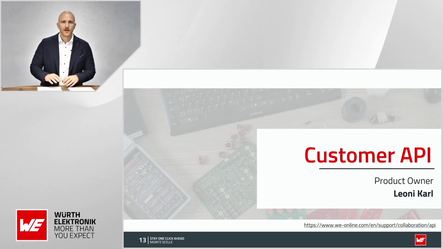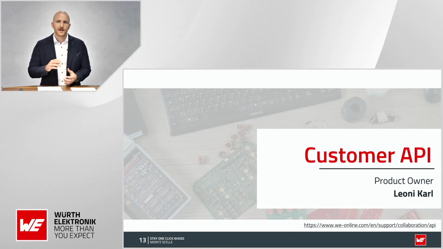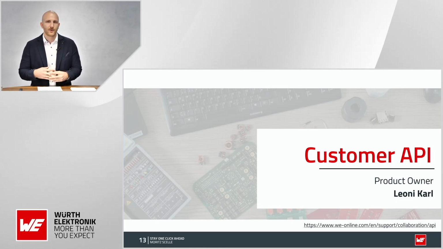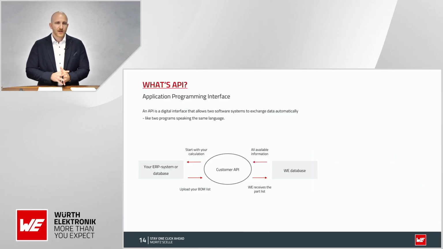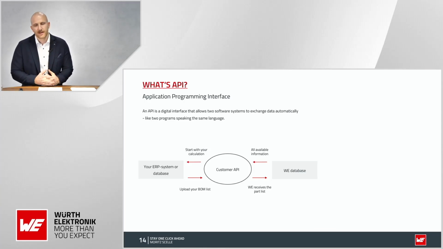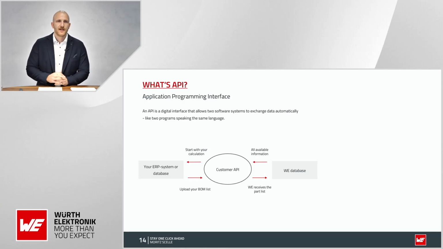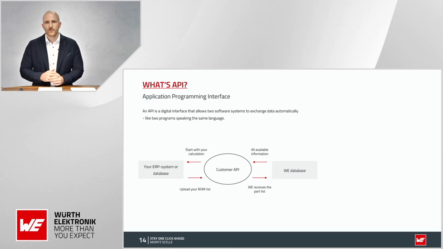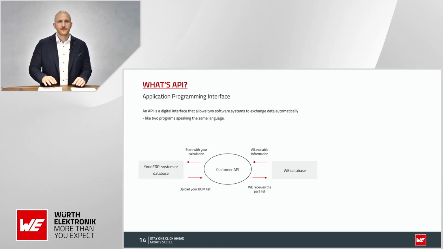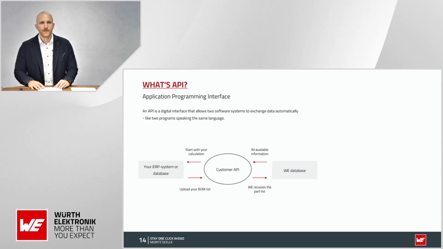Coming from a quite manual customer platform, we are going to a customer API, which is a much more automated system. What's an API? API is an application programming interface. So it's an interface between two software systems. You can see in the schematic how it works on a theoretical basis. You can connect your ERP system or database via a custom API with our WE database.